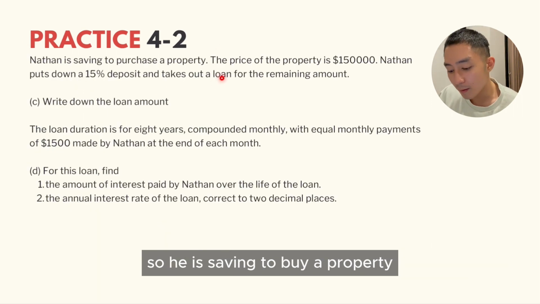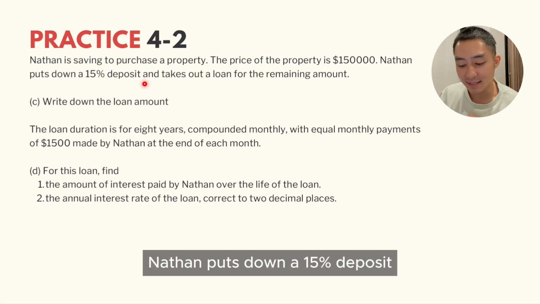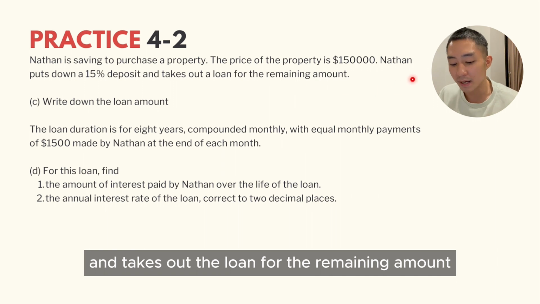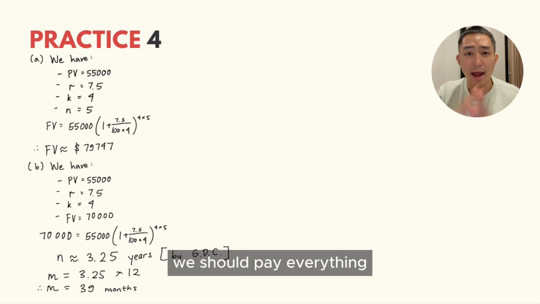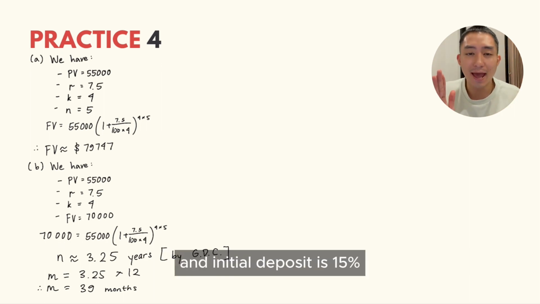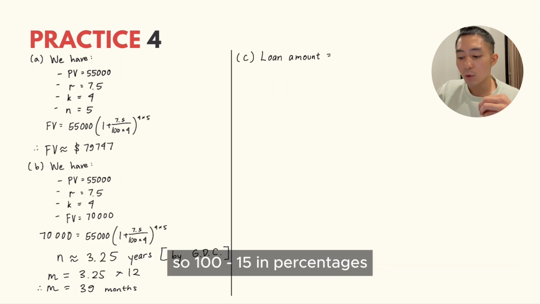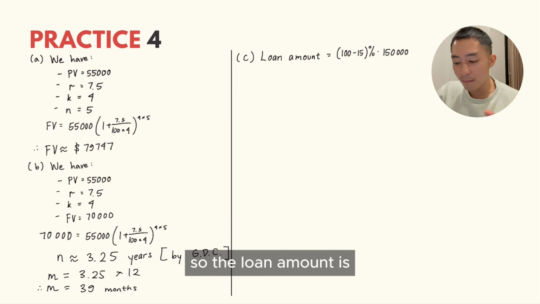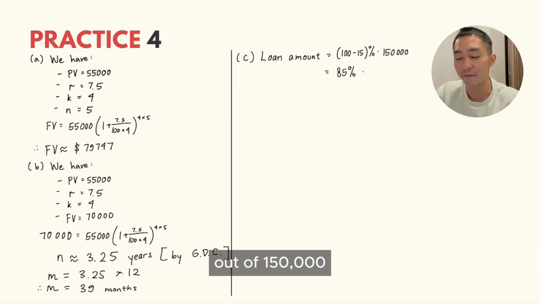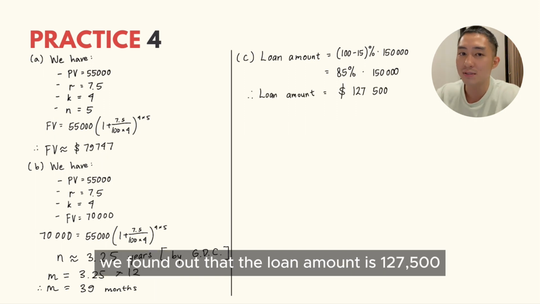So he is saving to buy a property and the price is 150K. Nathan puts down a 15% deposit and takes out a loan for the remaining amount. And now we need to write down the loan amount. When we buy something, we should pay everything, which is 100%. The initial deposit is 15% and the rest is with the loan. So we can subtract that to find it: 100 minus 15 in percentages multiplied by 150K. So the loan amount is 85% of those 150K.